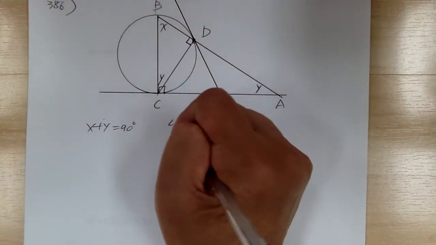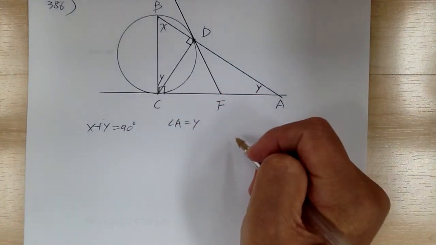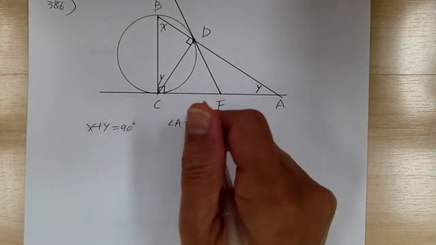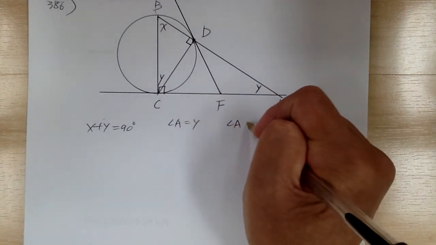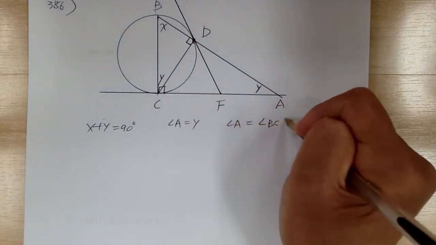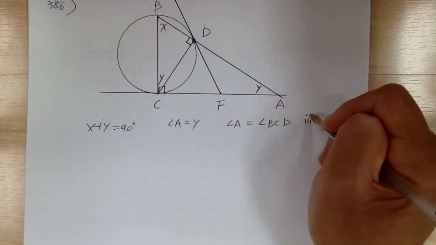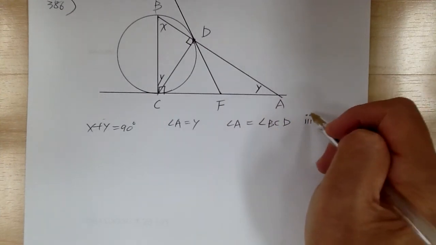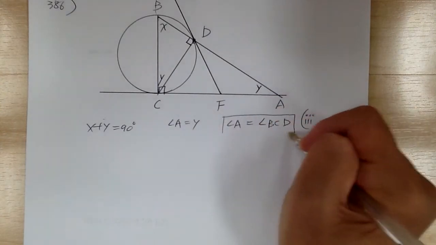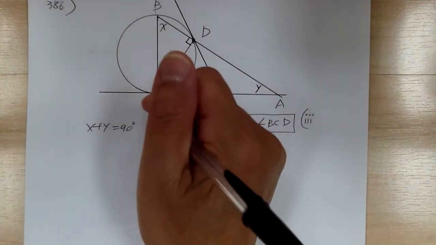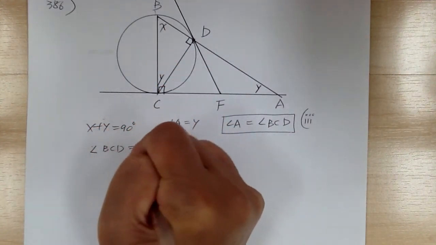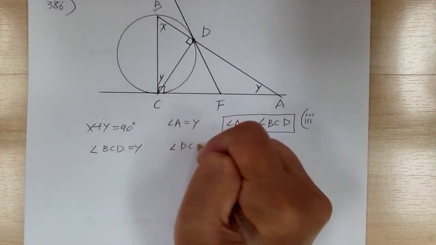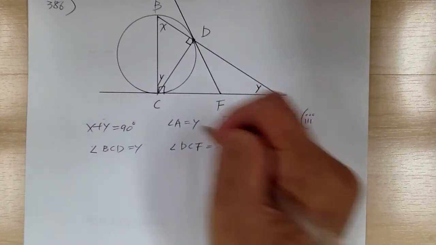So angle A equals y. Right away you can see that this is y, this is y. So angle A is equal to angle BCD. This is number 3 you need to prove. And from here, angle BCD equals y and angle DCF equals x.